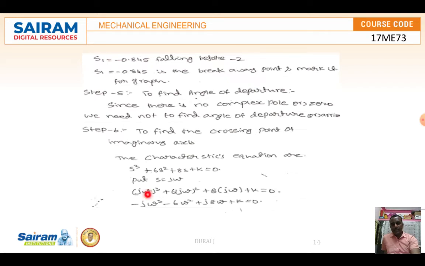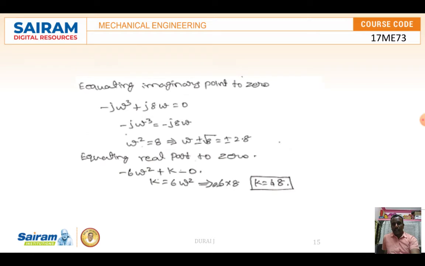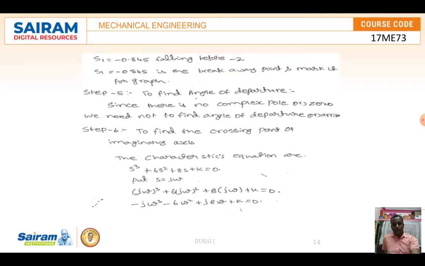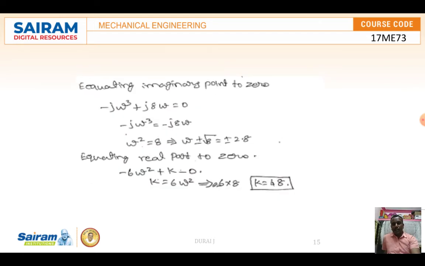Here j square we take as minus 1, so j cube becomes minus j, okay. Here j square is minus 1, so it becomes minus 6, okay. There is no j square in the next term, only j, so plus j. In this equation we find which terms carry j. Minus j omega cube plus j 8 omega, these are all the imaginary terms. Minus 6 omega square plus k is the real part, okay.